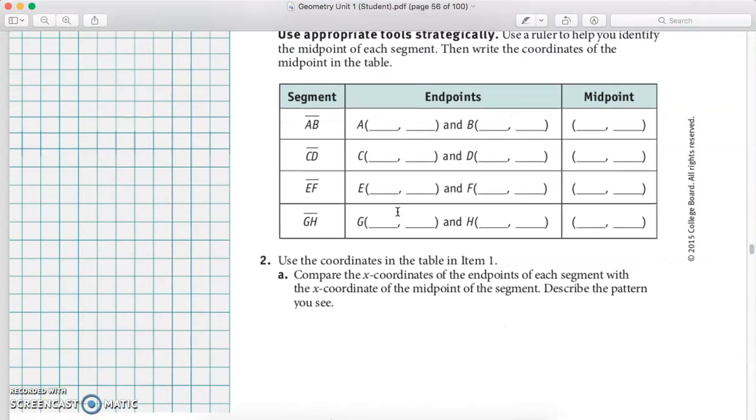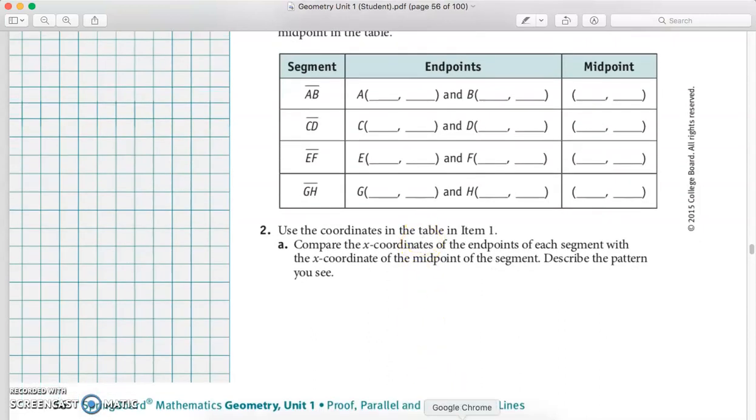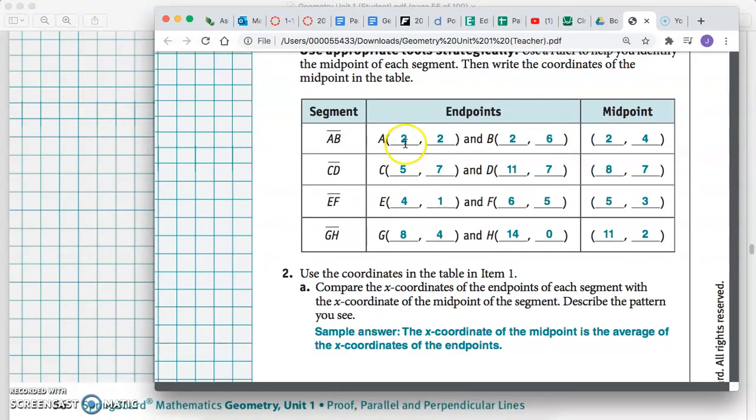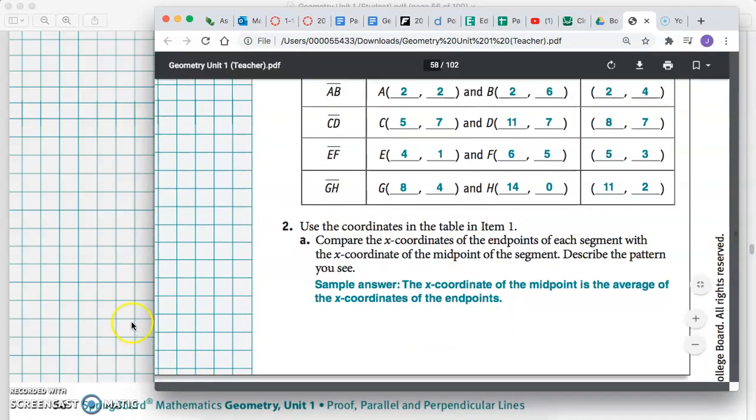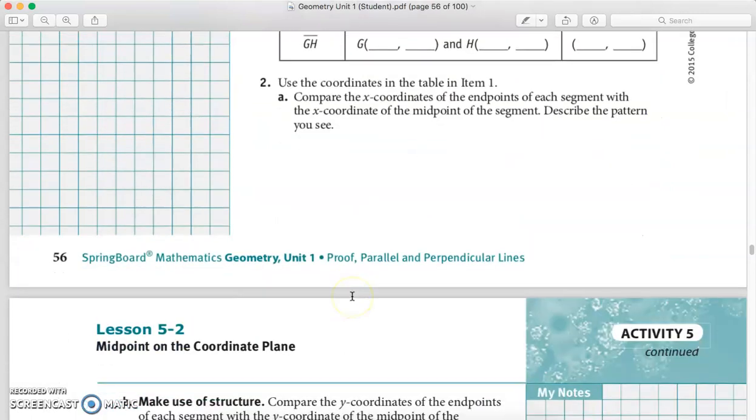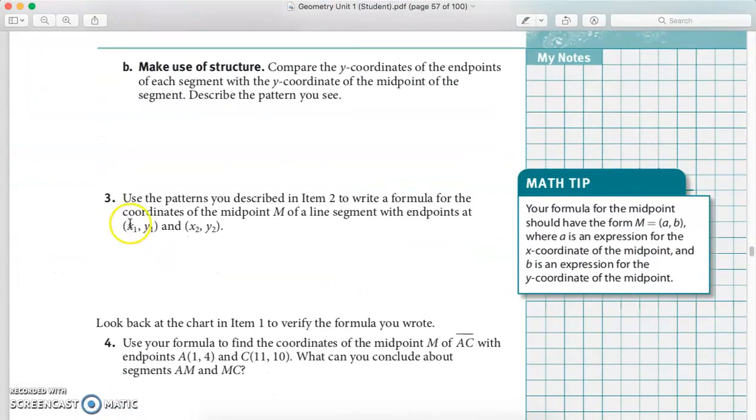So what we saw in the pattern was we took the x coordinates and added them together and divided by 2, and that gave us the x coordinate of the midpoint. And then to find the y coordinate of the midpoint, we added the y coordinates of the endpoints divided by 2. So what's the formula? If these are our points, we don't have numbers now, what would we do to get the midpoint? Well, you do the same thing.